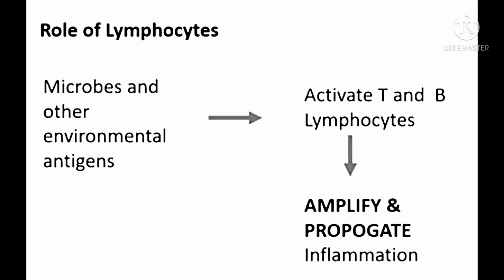Role of lymphocytes in chronic inflammation: microbes and other environmental agents activate T and B lymphocytes. These lymphocytes amplify and propagate inflammation.